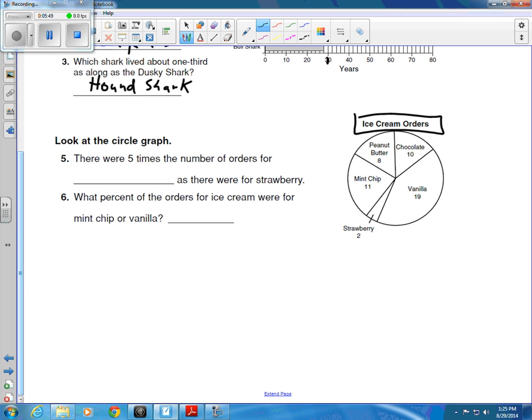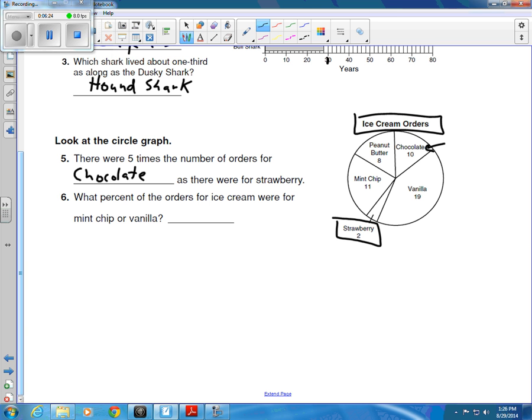Looking at the first question, there were 5 times the number of orders for blank as there were for strawberry. Well, to answer this question, we need to take a look at strawberry. It looks like there were 2 orders for strawberry ice cream. Well, if we're looking for something that's 5 times as big as that, 5 times 2 is 10. We see that chocolate has exactly 10 orders. So, because 2 times 5 is 10, 5 times as many as strawberry, we know that this would be chocolate.